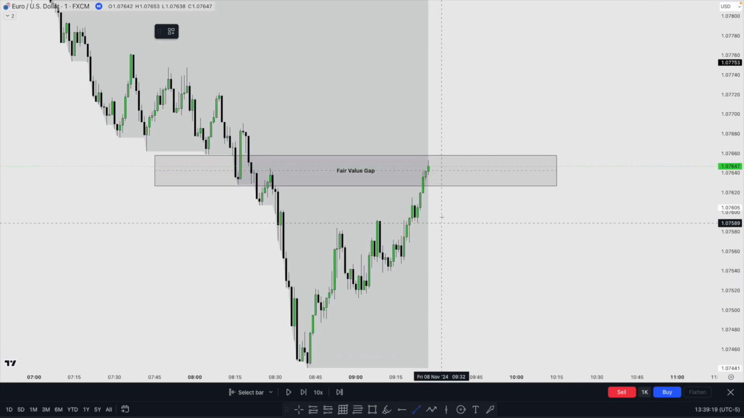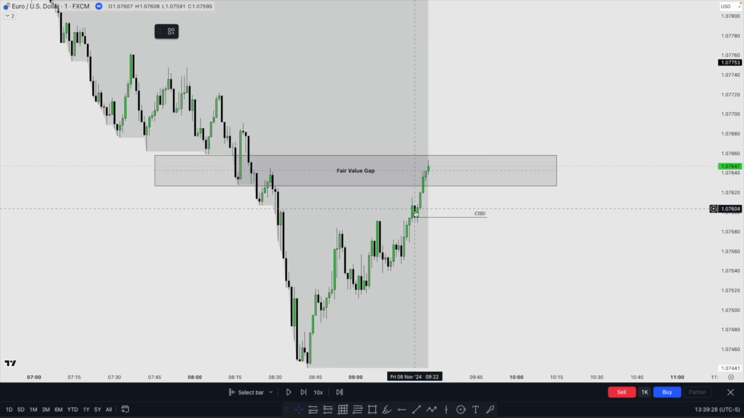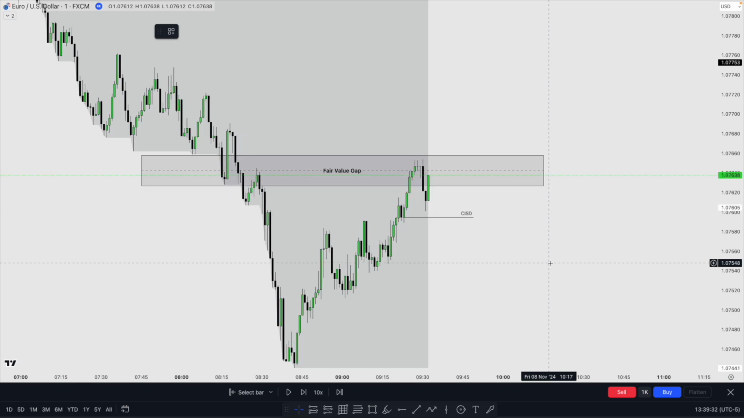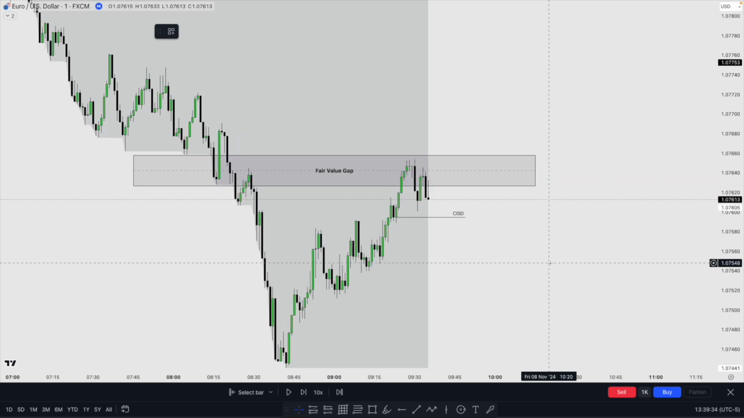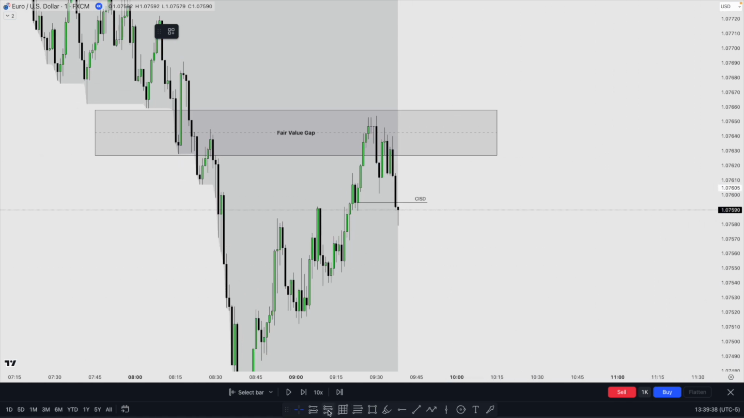So now we are waiting for a change in the state of delivery. Here you can see we have 1, 2, 3, 4, 5 up close candles. We are waiting for a closure below the opening price of this run. There we go. We get a close below.